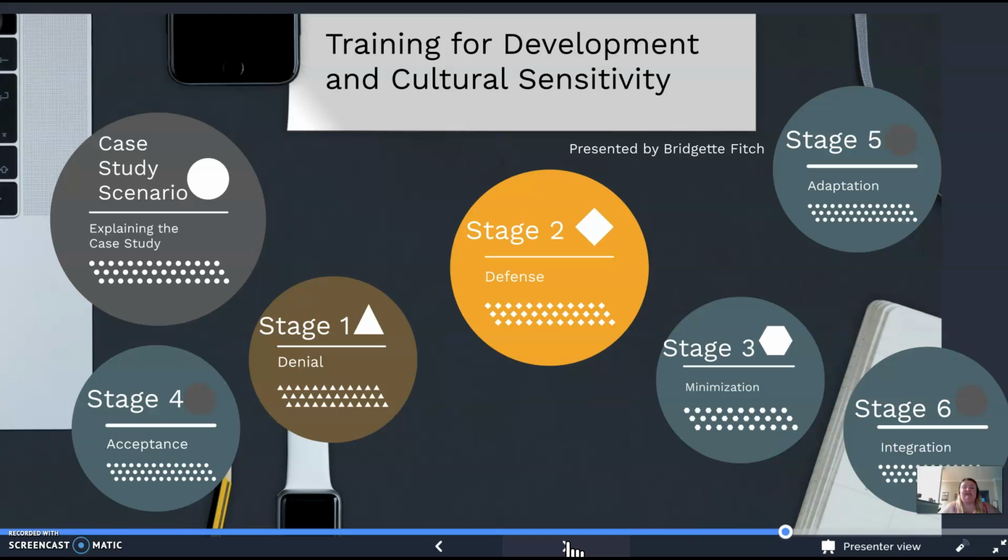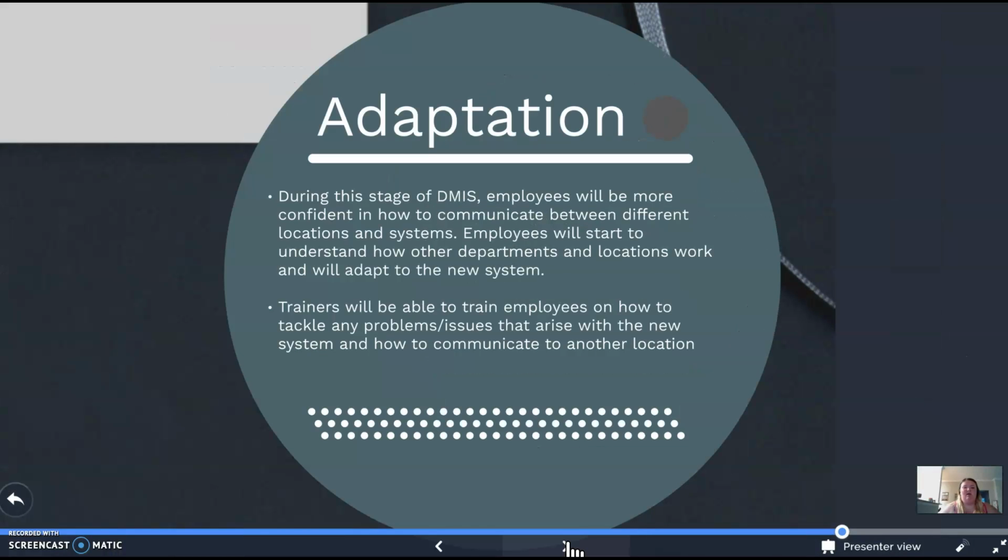The next stage is stage 5, which is adaptation. During this stage of DMIS, employees will be more confident in how to communicate between different locations and systems. Employees will start to understand how other departments and locations work and will adapt to the new system. During this stage, trainers will be able to train employees on how to tackle any problems or issues that arise with the new system and how to communicate to another location.